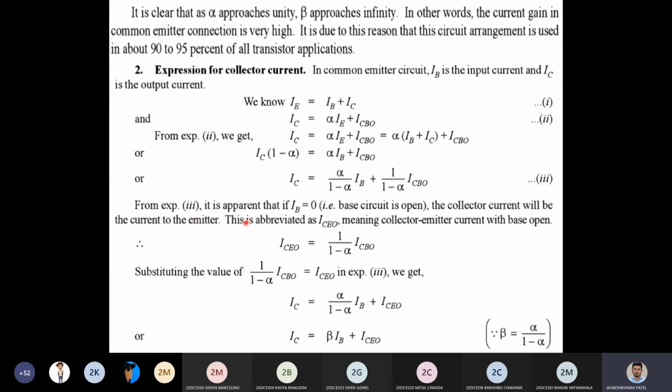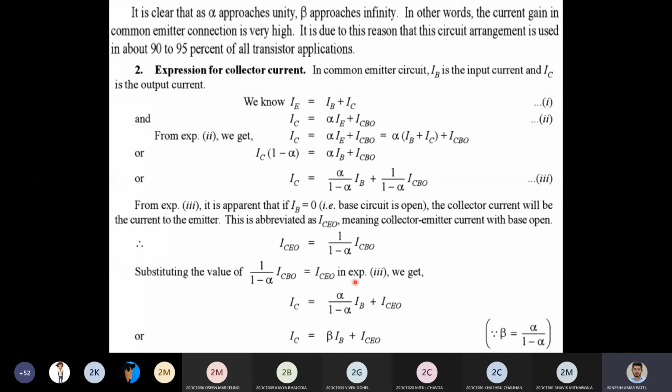From this expression you can see that if IB is equal to 0, when I have the base open, the collector current will be the current of the emitter. This is abbreviated as ICEO. It is collector emitter with base open. First C is collector, E is emitter, and O means the third terminal, that is base, remaining open. So ICEO is this term. Why? Because IB is 0, the base is open, so this term is 0. At that time I get 1 upon 1 minus alpha into ICBO.